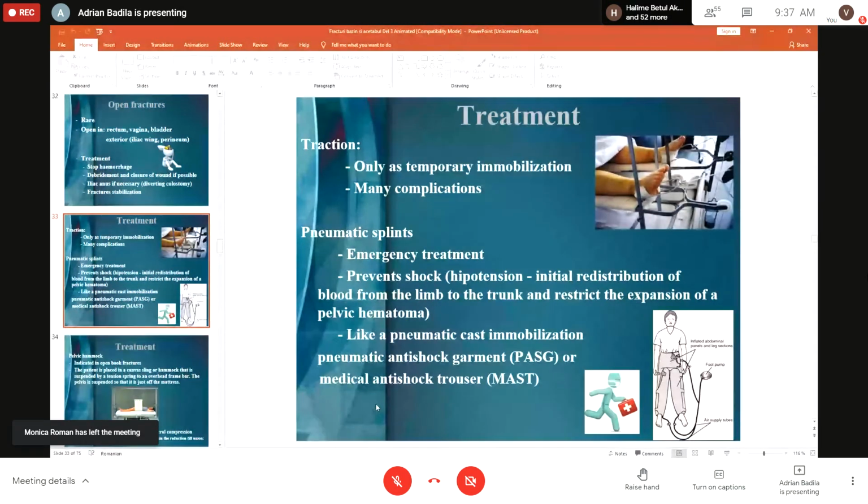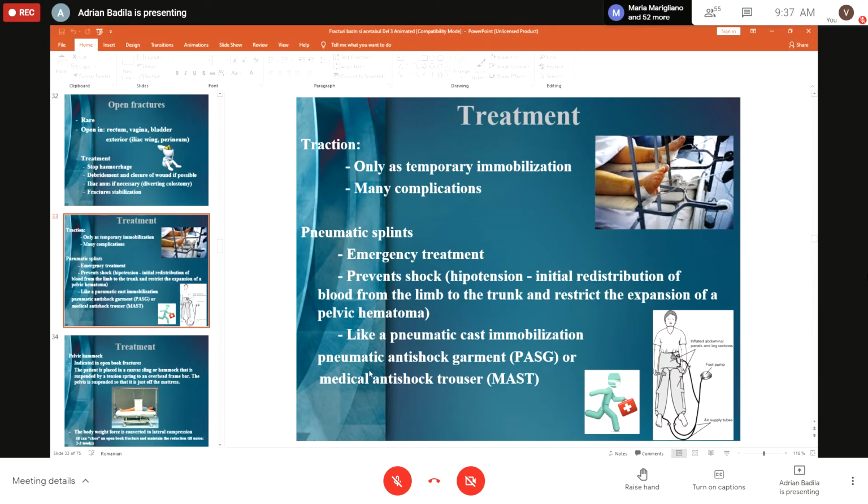The treatment. The traction is used only as temporary immobilization because if we maintain this traction as definitive method of immobilization, that leads to many complications. Thromboembolization, lesions of the teguments, urinary infections, and so on. So all the complications of the bed immobilization.